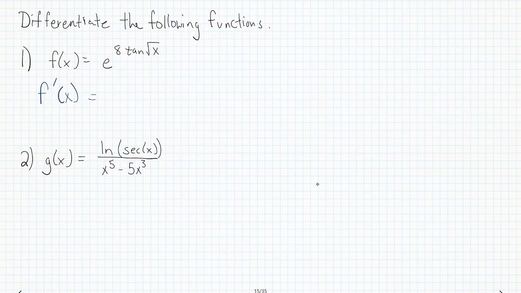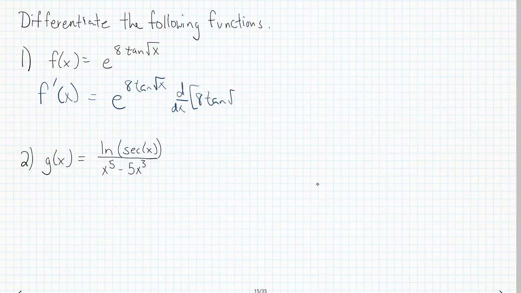If you take a look at this one, we have e to the 8 tan square root of x. First off, the derivative of that would be e to the 8 tan square root of x. But now we need to use the chain rule, so times the derivative of the 8 tangent square root of x. Hopefully you're getting better at this where you might not need to write the d/dx part, but I'm writing it here for the first couple times so you can get the hang of it in case you aren't remembering that part. So this equals e to the 8 tan square root of x times 8, and the derivative of tangent is secant squared.